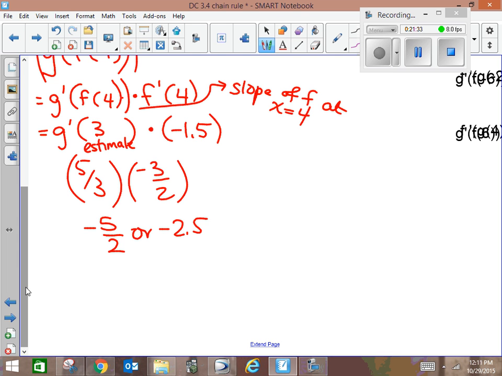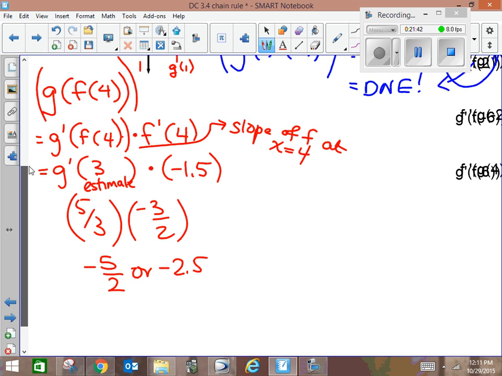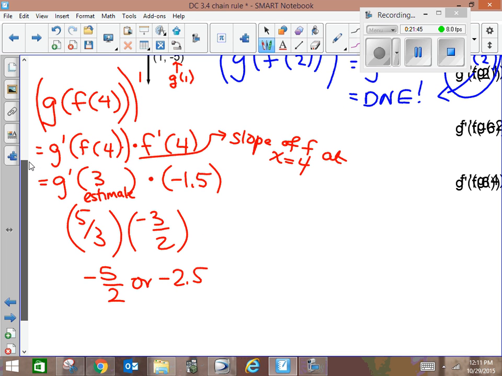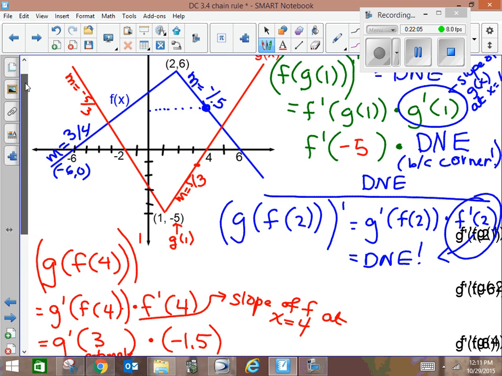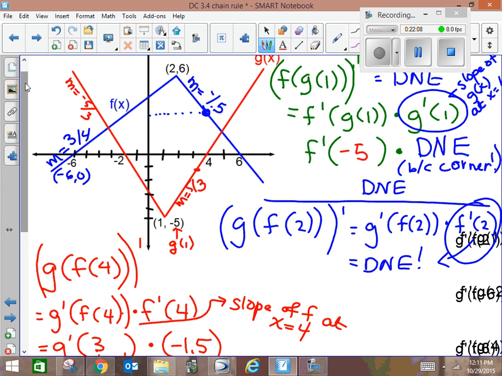2.5 is fine. Usually this is unusual. We could go to a lot of trouble to find that, but we're just going to estimate it for now. Any questions on that? The slope of g at x equals 3. You've got to keep saying that to yourself, because that's what it means. Okay, let's try another one. Let's do -2.